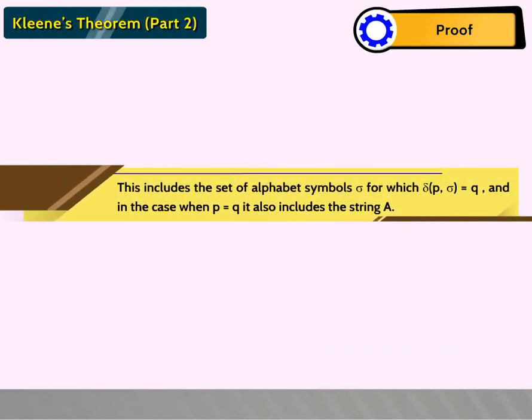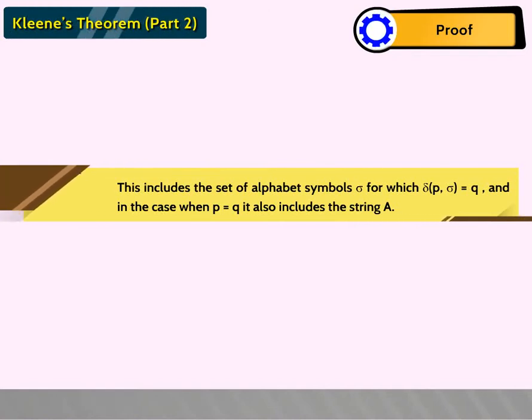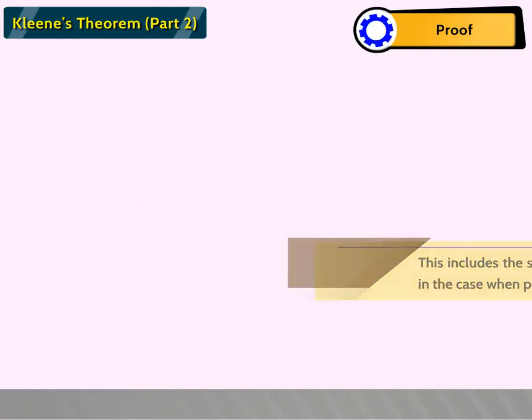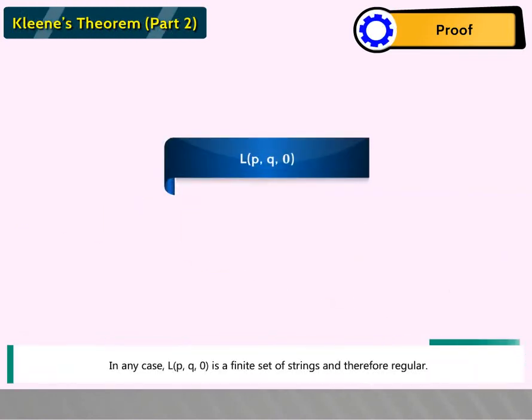This includes the set of alphabet symbols sigma for which delta(p, sigma) is equal to q, and in the case when p is equal to q, it also includes the string lambda. In any case, L(p, q, 0) is a finite set of strings and therefore regular.